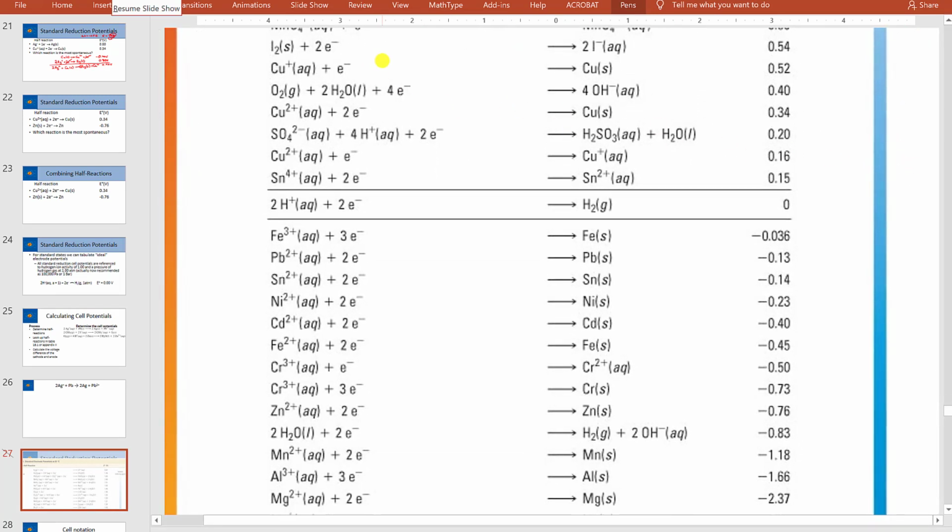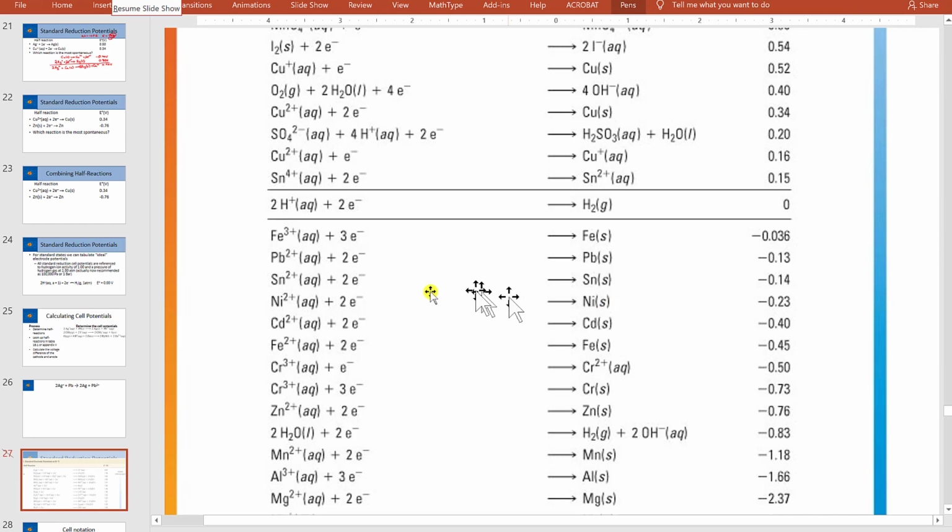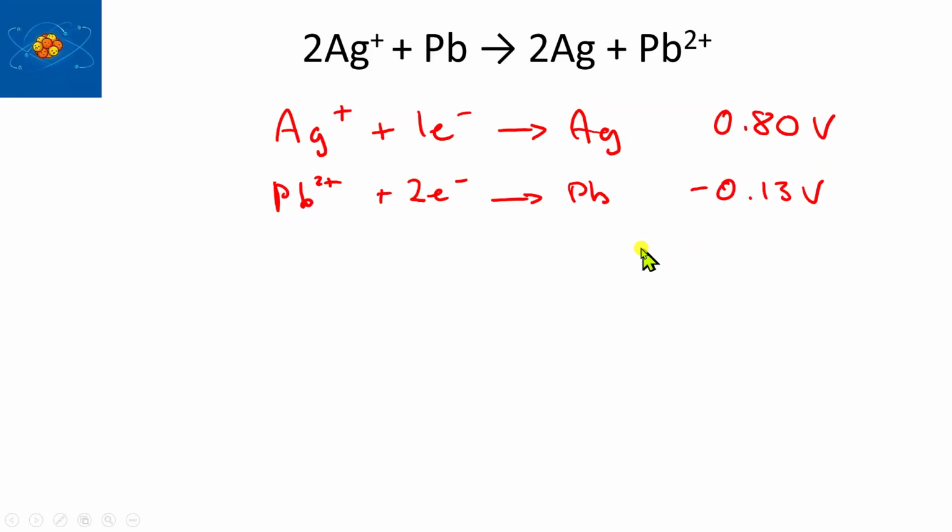And here we have it. It's at minus 0.13 volts. Now this again is written as a reduction, right? So negative 0.13 volts. Okay, so I've transposed that one as well.